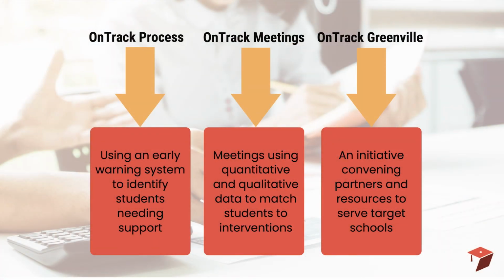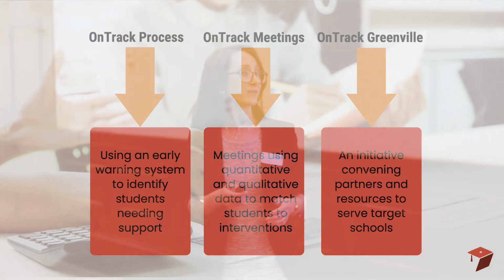1, the OnTrack process. How do we leverage data to identify what students are needing supports? The OnTrack meetings. How do we leverage the data in an actual meeting setting to figure out the best way to meet the needs for that specific student? What are the interventions? How do we provide that support? Then last, OnTrack Greenville as an initiative. How are we convening, pulling together partners in order to serve the students that are in your building?